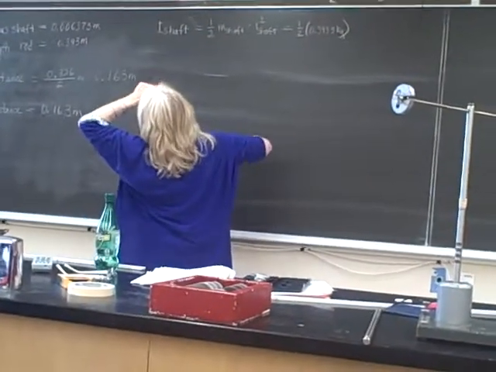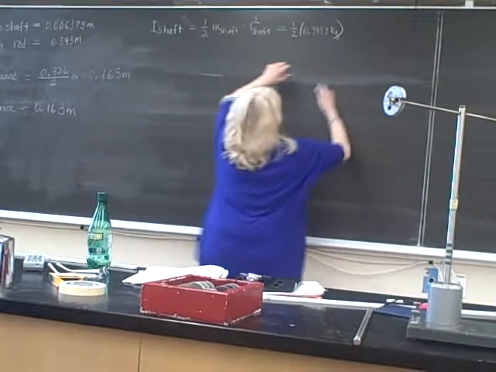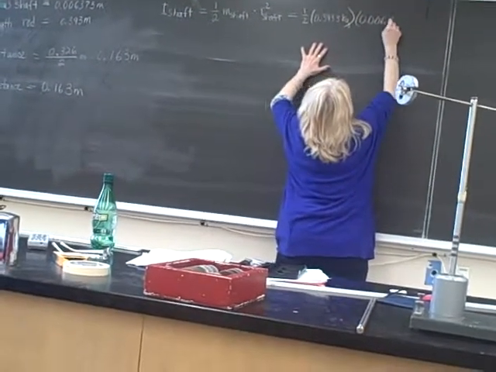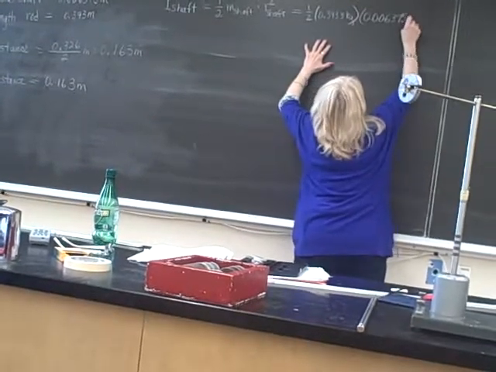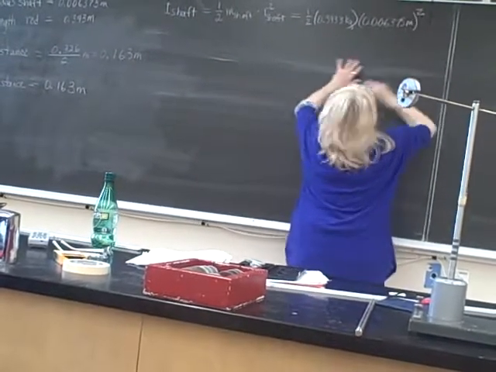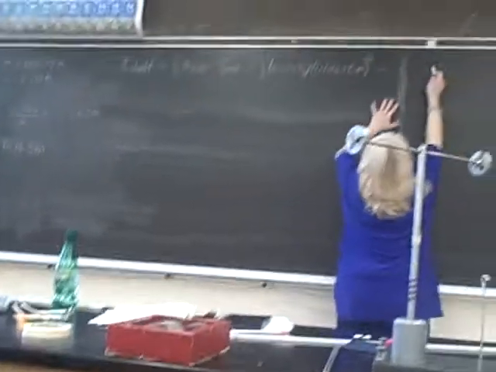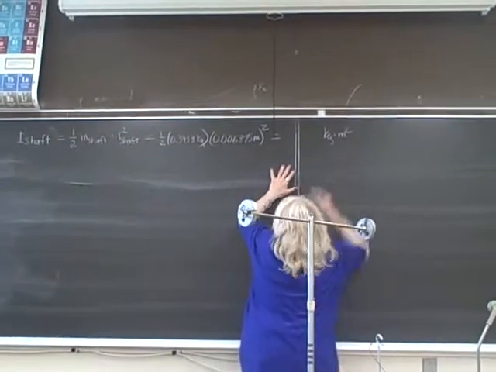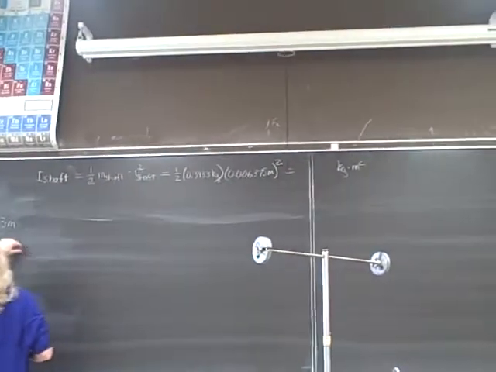So 0.3933 kilograms times the radius of the shaft, which is 0.006375, and that's squared. And that's going to be something kilogram meters squared. Those are the units for rotational inertia.